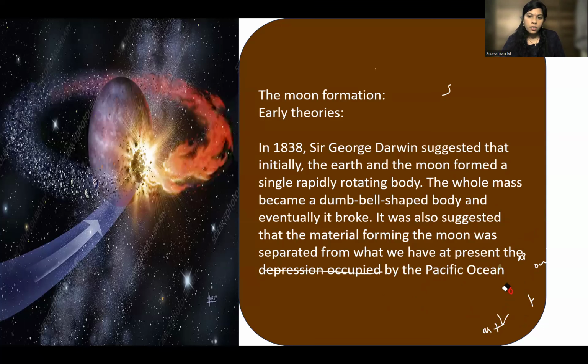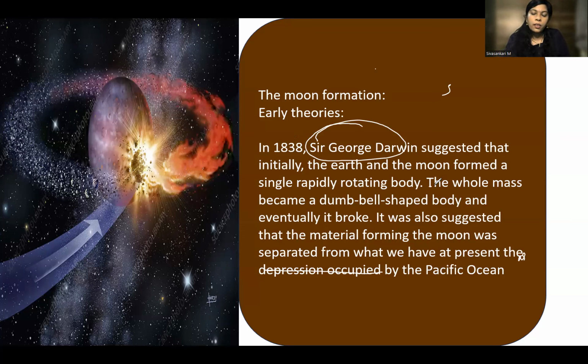See this? The early theory. In 1838, George Darwin suggested that the Earth and the Moon formed as one unit only. Then the Moon got separated.